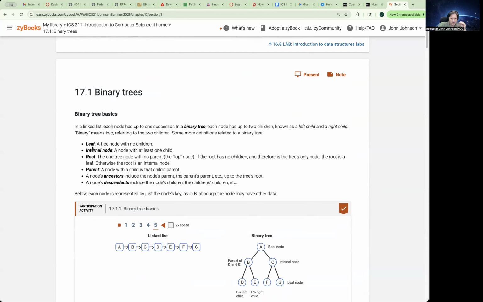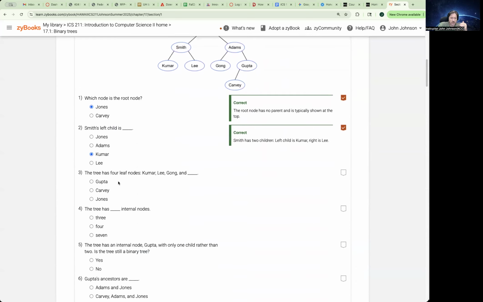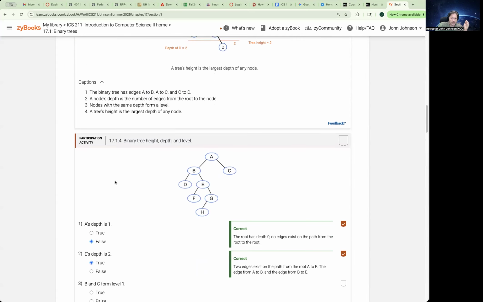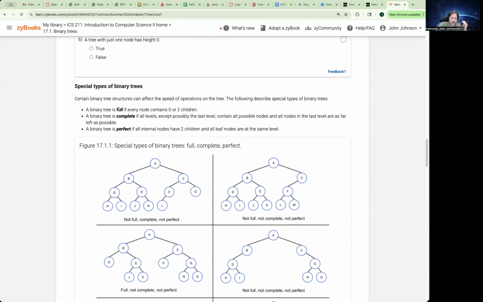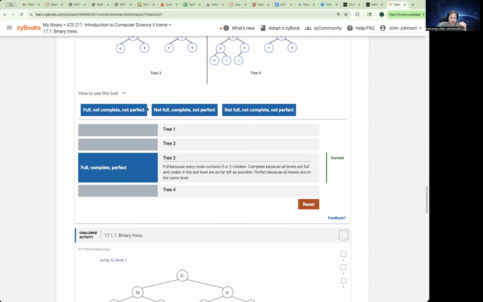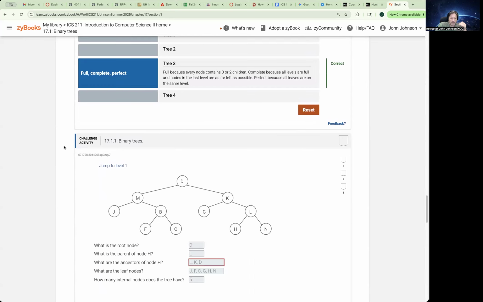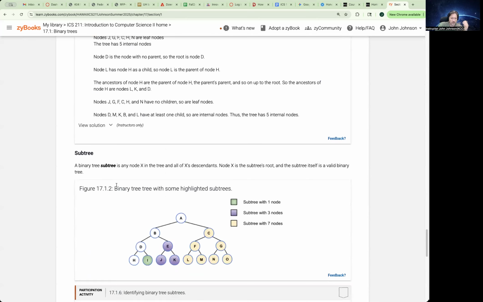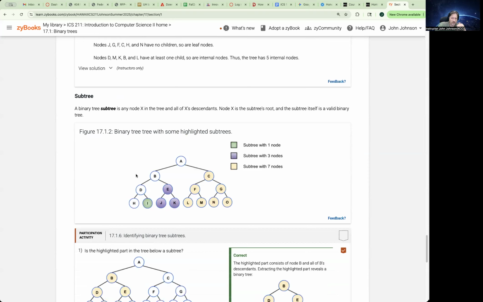I want you to know your terminology here: leaf, internal node, root, parent, ancestors, descendants. Those are fairly easy to understand intuitively. Edge, depth, level, and height, again, it's not that difficult. The ones that are going to be a little bit difficult to remember are full, complete, and perfect. Go ahead and study what those terms mean. Work through your examples here to figure out and understand that. Then over here, you're going to get exercise with understanding roots and descendants and things like that, so internal nodes. And then subtrees are pretty understandable. It's a section and all the things that come under it.